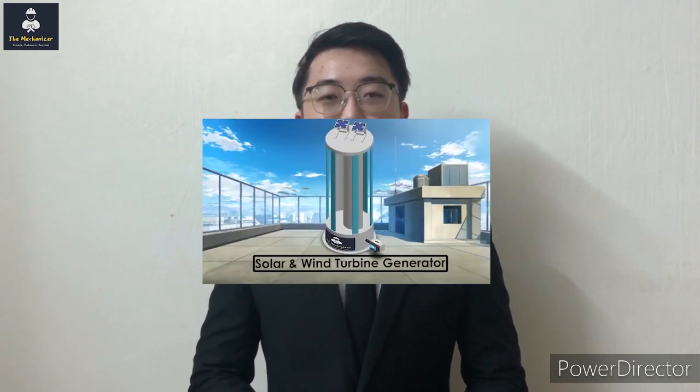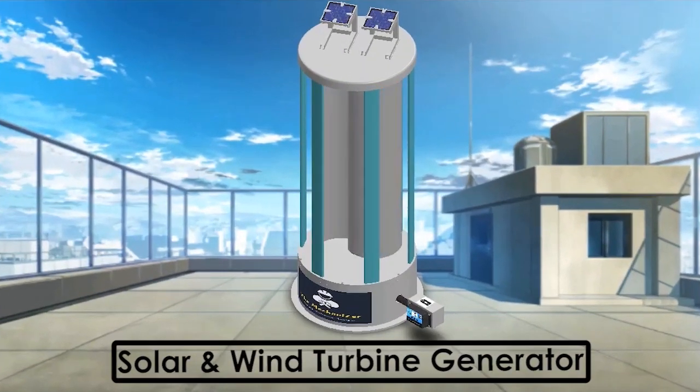Malaysia is a country that uses non-renewable energy sources as its main energy source. Non-renewable energy sources such as fossil fuels and coal are depleting at a very fast rate. And so, we need a renewable energy source to reduce our reliance on them. Let me introduce you to the solar and wind turbine generator from the Mechanizer.